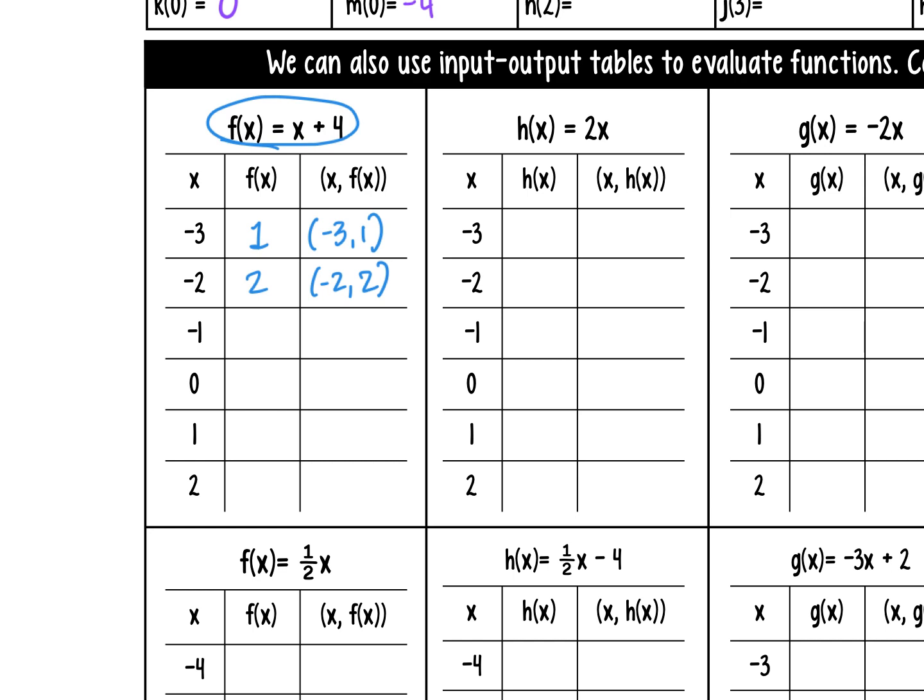Negative 1 plus 4 gives me positive 3. So my ordered pair is negative 1 comma 3. 0 plus 4 gives me 4, so my ordered pair is 0 comma 4. 1 plus 4 gives me 5. I've got 1 comma 5. And 2 plus 4 gives me 6, so my ordered pair will be 2 comma 6. Go ahead and try the rest of the tables. Check in with your teacher to see how you did.